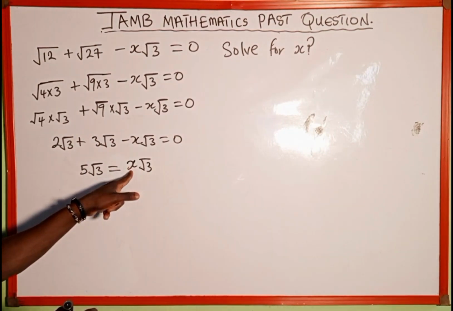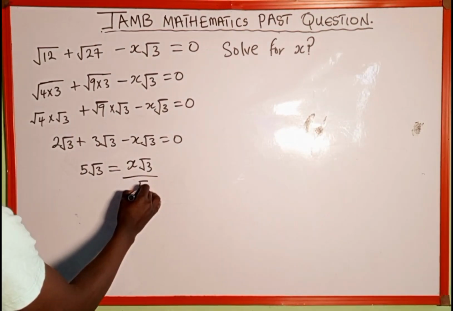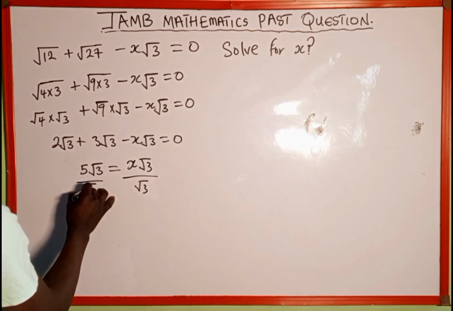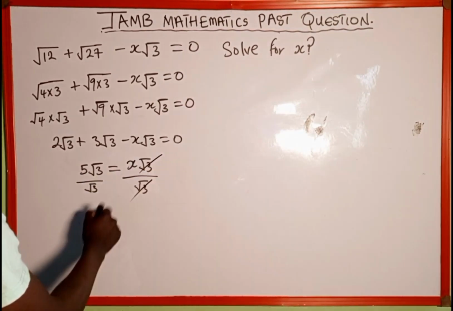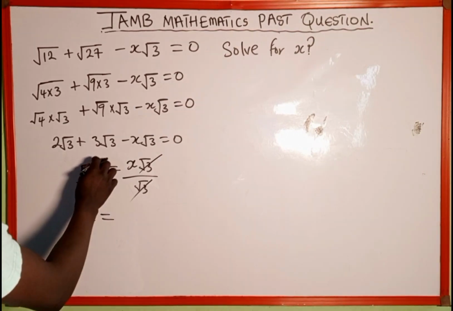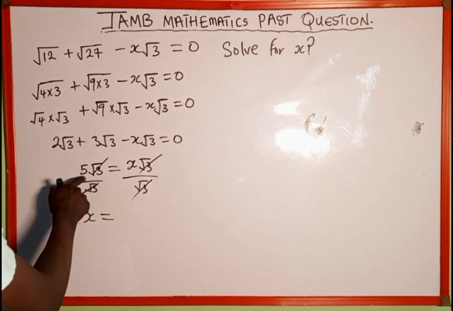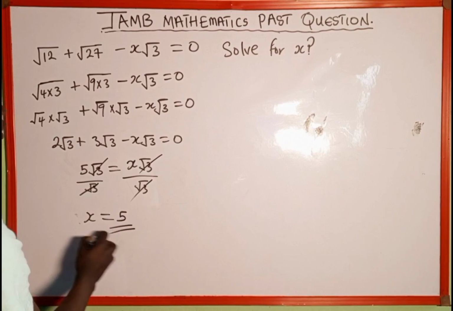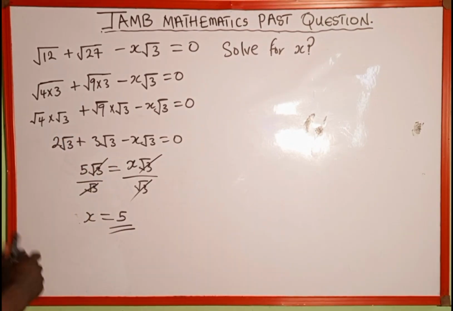Remember, we're looking for the value of x. We divide through by what? Root 3. Then here by what? Root 3. The root 3 will cancel this root 3. We are left with only x in the right hand side, which is equal to, root 3 will also cancel this root 3. It will only remain 5. So therefore, the value of x that satisfies this radical equation is 5.